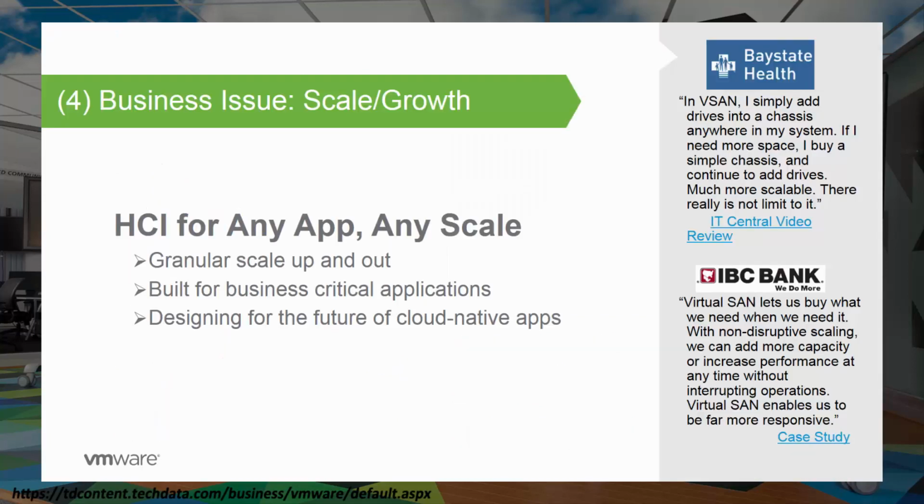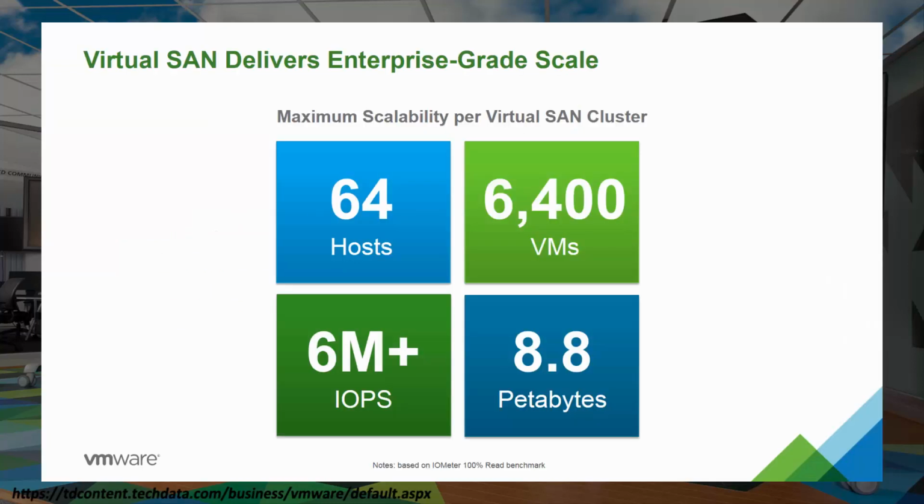The fourth business issue we discussed was scale and growth. Our hyperconverged infrastructure solutions can quickly and easily scale up and out on a granular level. It is built for business-critical applications, as well as designed for the future to accommodate the newer cloud-native applications as well. As you see here, vSAN is capable of these amazing maximums, which will ensure it meets the needs of the businesses and their business-critical applications.